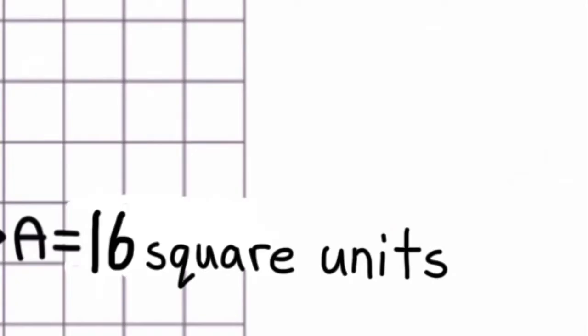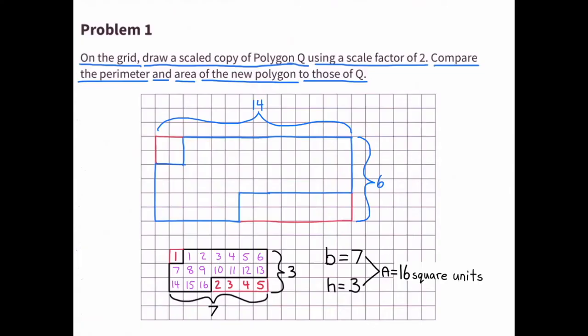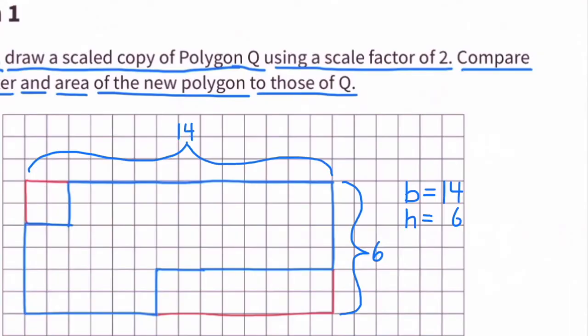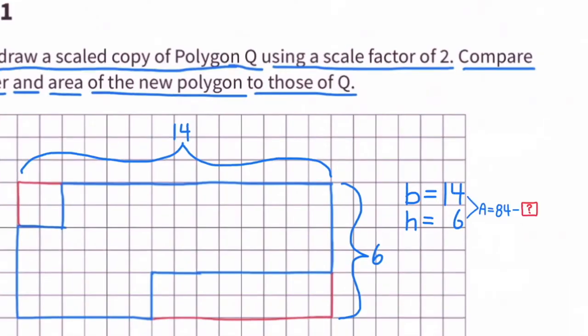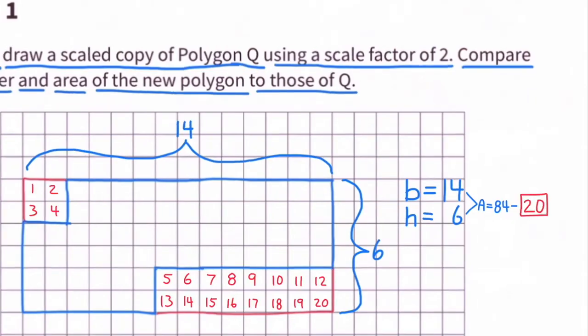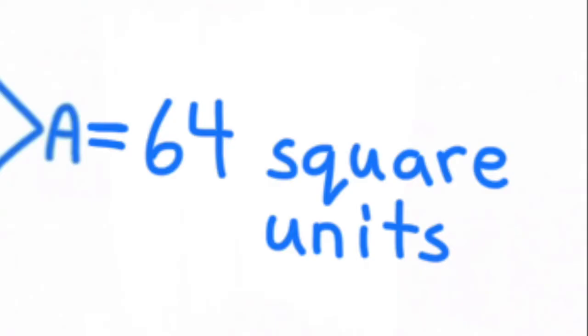I'm going to apply this same technique on the scaled copy that I drew. The scaled copy has a base of 14 and a height of 6. The area will be the base times the height, and 14 times 6 is 84. Next, we need to subtract the area in red so that we can find the area of the scaled copy of polygon Q. The area of the red regions totals 20 square units, and 84 square units minus 20 square units equals 64 square units. The area of the scaled copy of polygon Q is 64 square units.